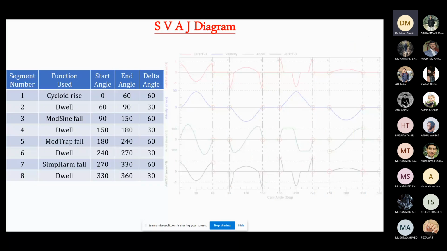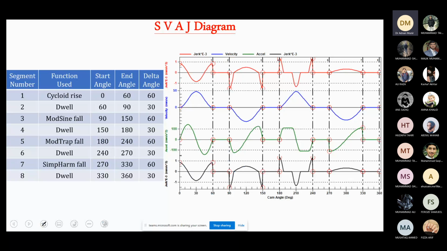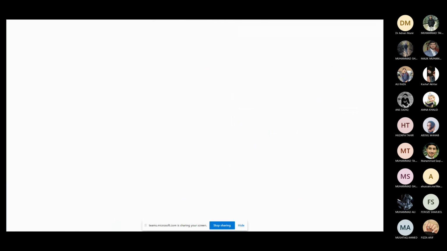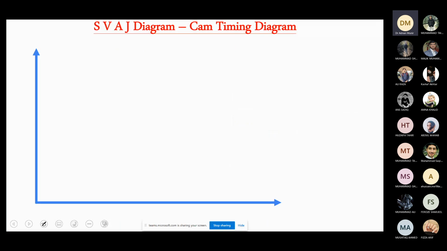So now this is the same diagram which is being shown as combined together in one. This is called SVAJ diagram. Again, there is a typo here. I'm sorry about that. So this should be displacement actually. This is displacement. The next one is velocity. The next one is acceleration. And this one is jerk here. So we have the SVAJ diagram over here. SVAJ diagrams are also called cam timing diagrams.